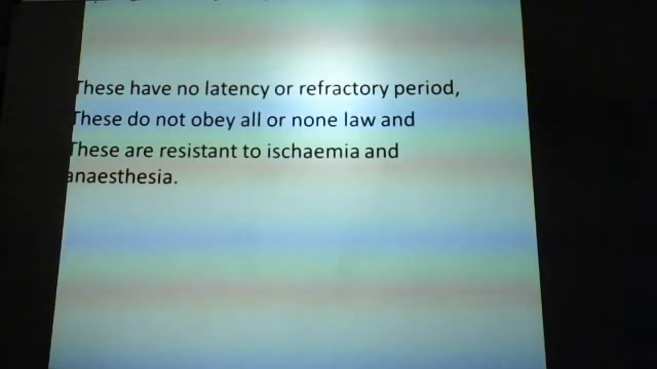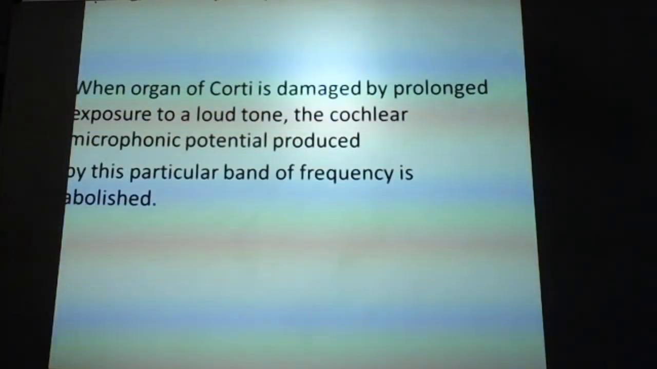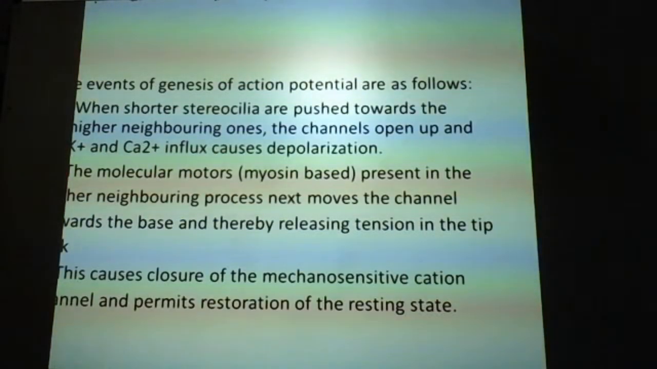The qualities of this potential are that it has no latency or refractory period, that is the characteristic. They do not obey the all or none law and they are resistant to ischemia and anesthesia. When the organ of Corti is damaged by prolonged exposure to loud tone, the cochlear microphonic potential produced by this particular band of frequency is lost. So loud noise can literally abolish the cochlear microphonic potential.